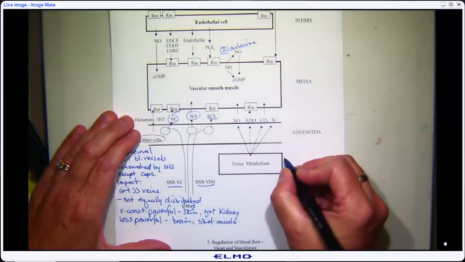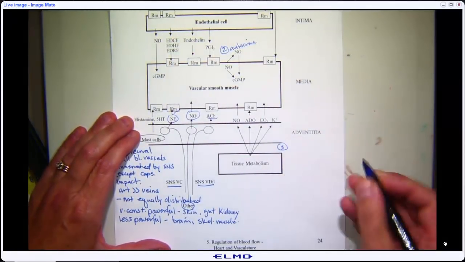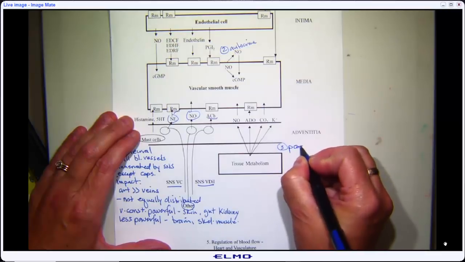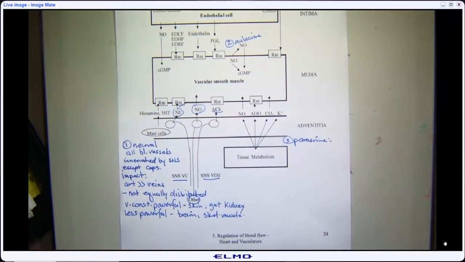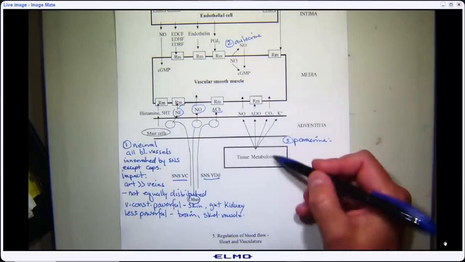Let's go here next with paracrine. Okay, so paracrine in the form coming from the tissue direction. All right, so we've got vasoactive compounds being released from the surrounding tissue.